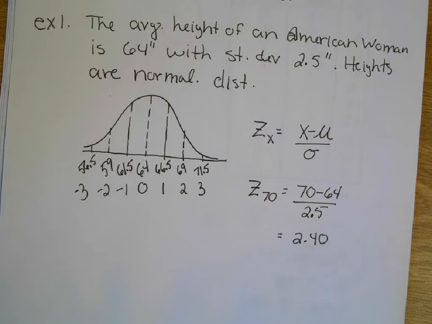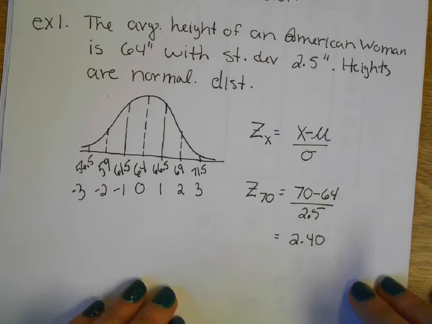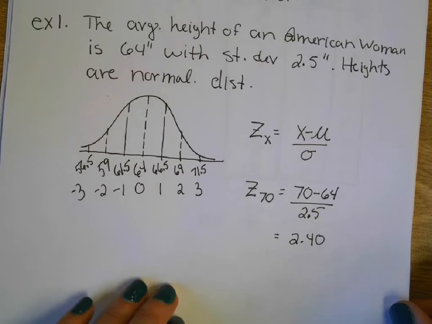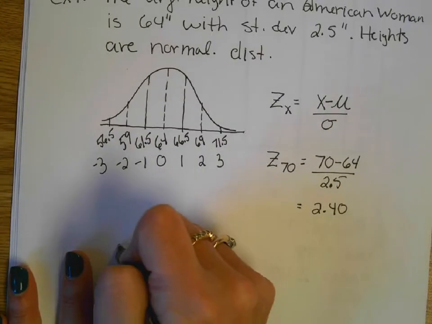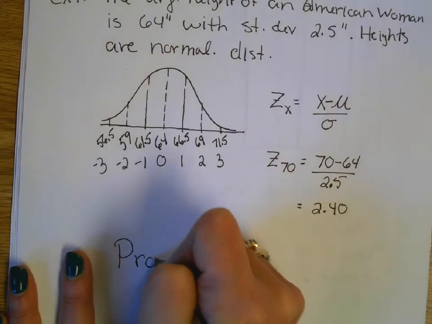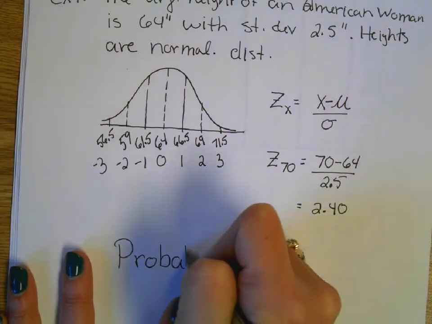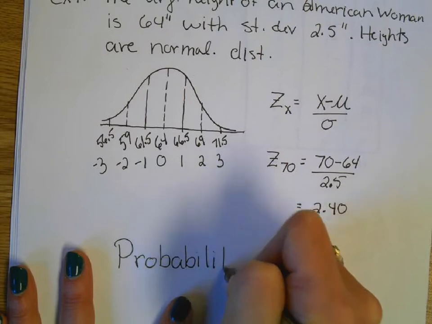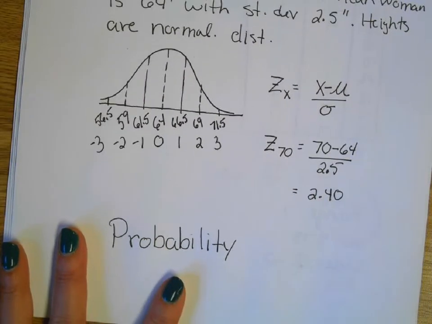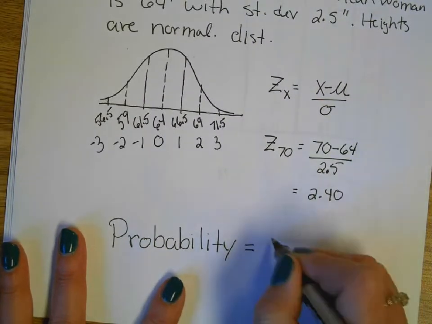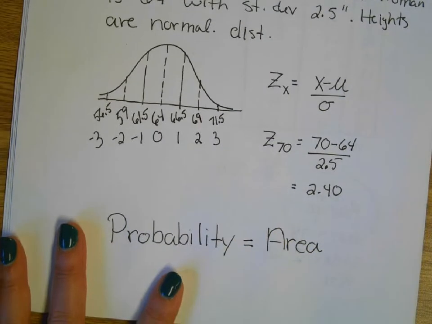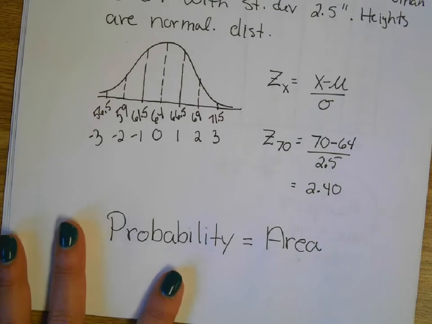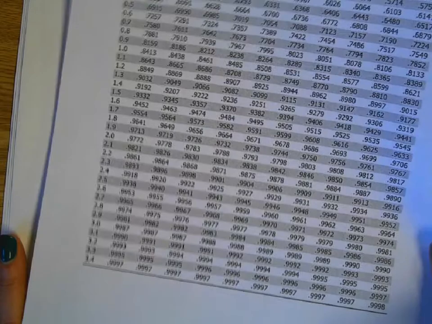Now we're going to move on to probabilities. And then we'll do one new thing. Today's a little bit shorter day compared to calculus. The probability of something happening is equal to whatever area under the curve I have. So probability equals area. And this whole table is giving us areas. So these are our probabilities.